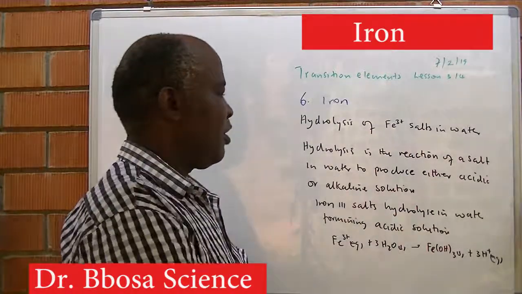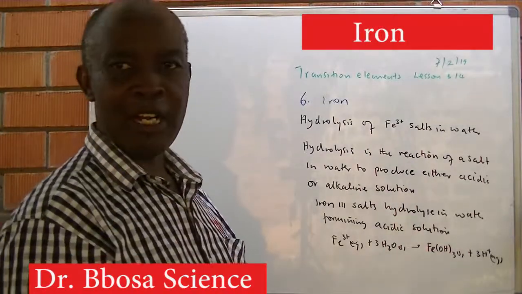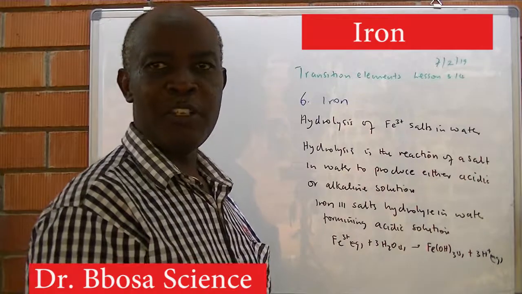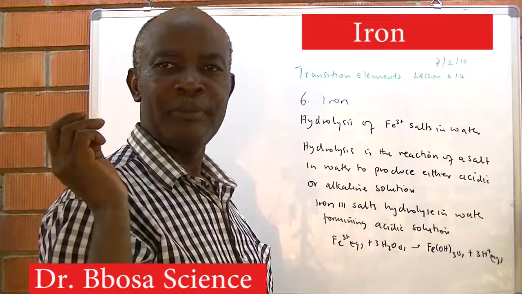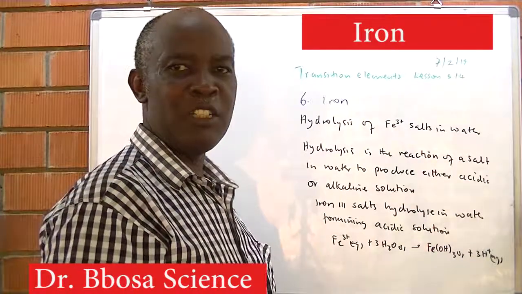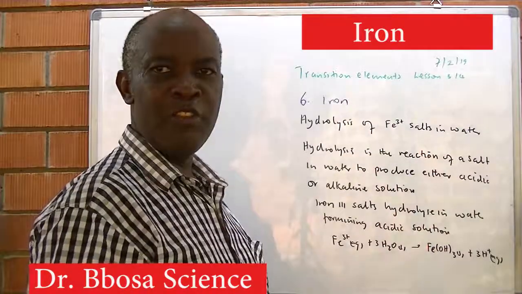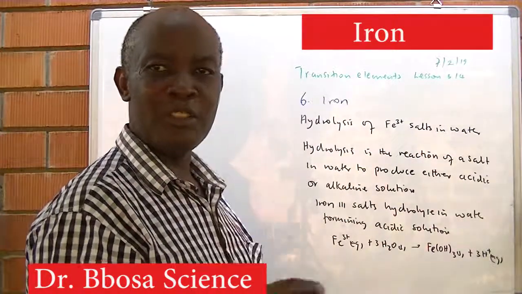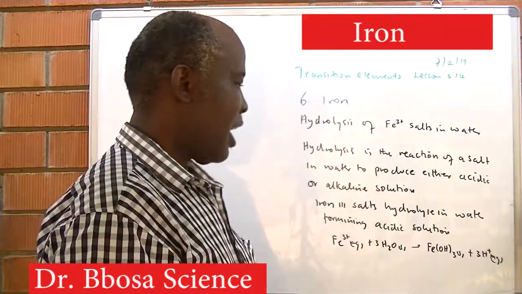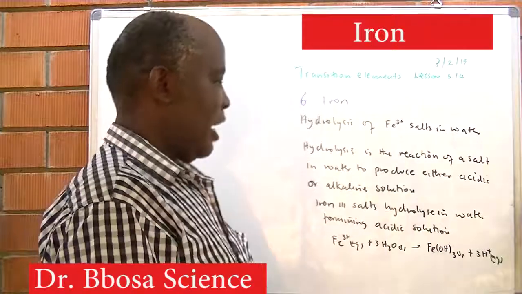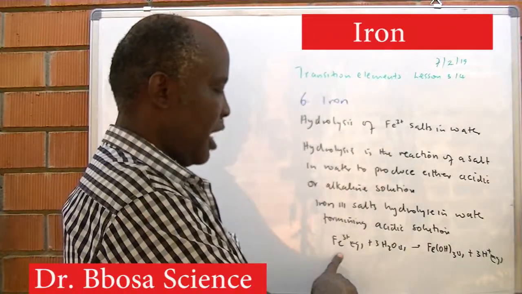Hydrolysis is the reaction of a salt with water to produce either an acidic or alkaline solution. Usually salts are formed from acids and bases, so expect salts to be neutral. When a salt is dissolved in water and gives an acidic or alkaline solution, that is called hydrolysis. Iron(III) salts hydrolyze in water to give an acidic solution as follows.